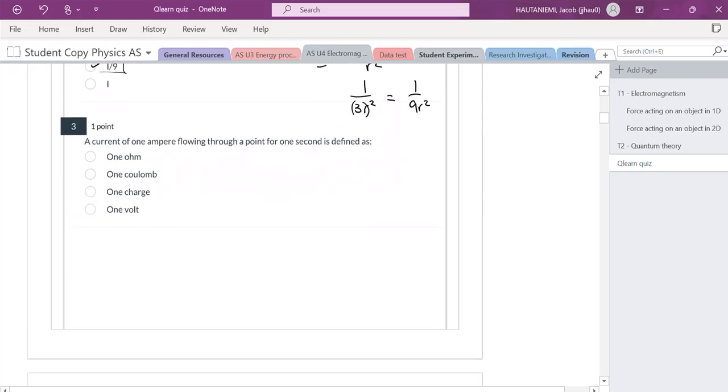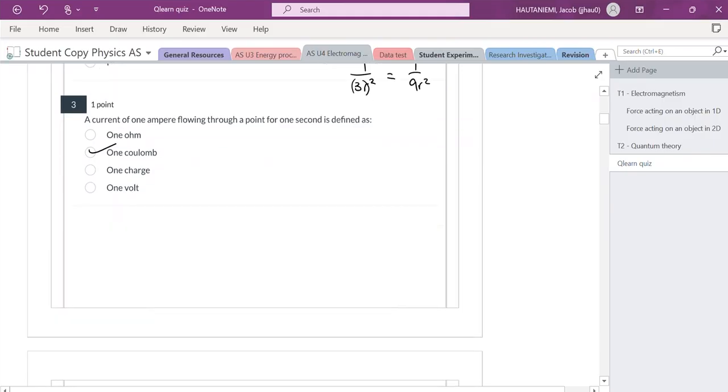Okay, a current of 1 ampere flowing through a point in 1 second is defined as 1 coulomb. You could go through a process of elimination, or you could just remember that definition. Our current is measured in amps, but it's how many coulombs are going through that point.